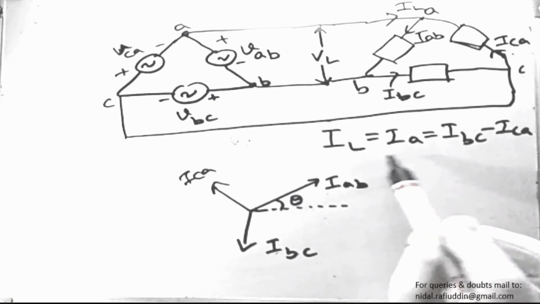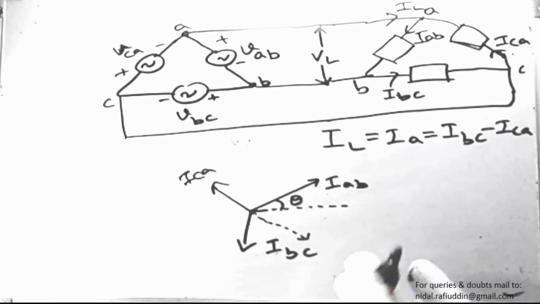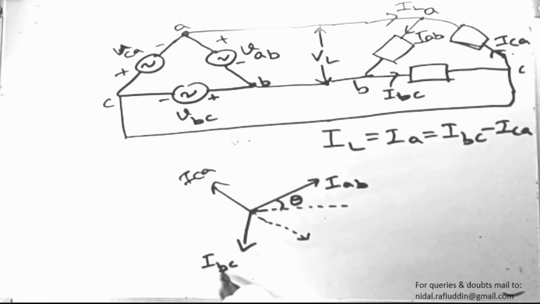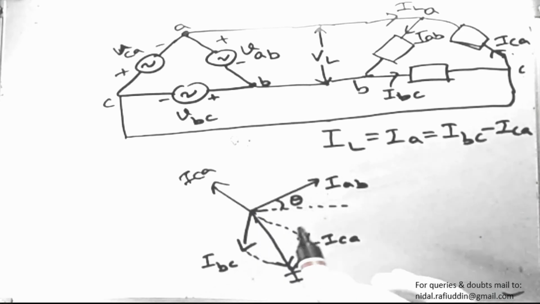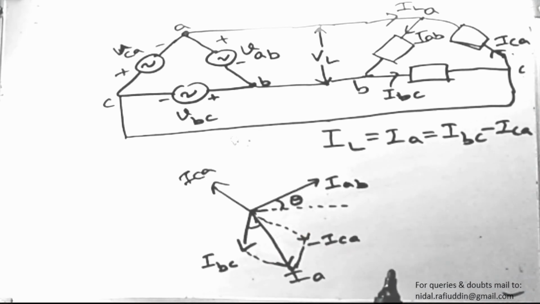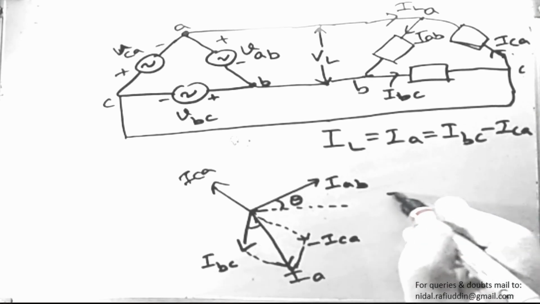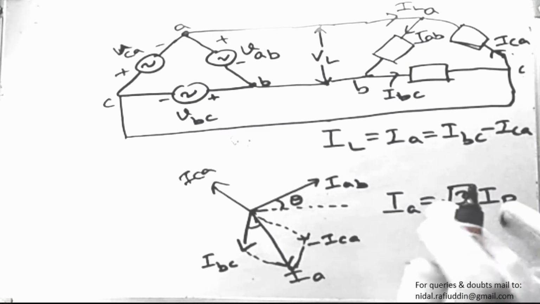So what I have written is that IA is IAB minus ICA. If I draw the phasor corresponding to minus ICA, then this is IAB and this is minus ICA, and the resultant of these phasors will give me the line current IA. Since the angle between them is 60 degrees, applying the same thing we did for finding voltage in the star connected case, we obtain IA equal to the square root of IAB squared plus ICA squared plus IAB ICA cos 60 degrees, and we come to the conclusion that IA equals root 3 times the magnitude of IP, where IA is the line current.